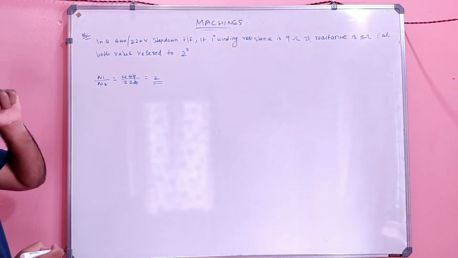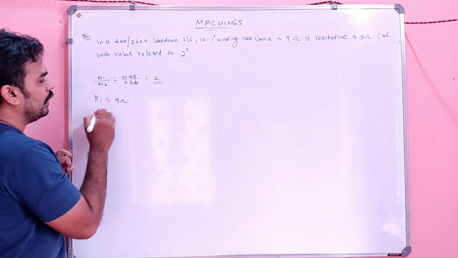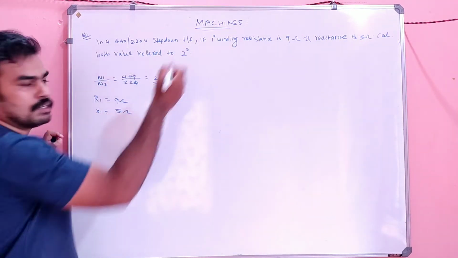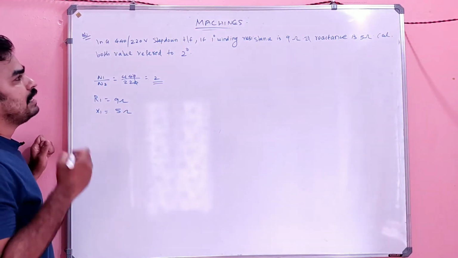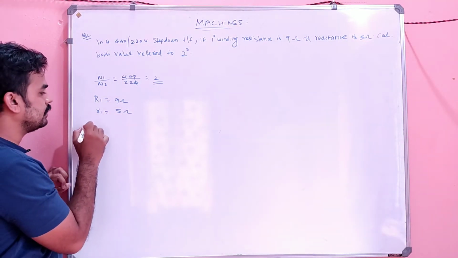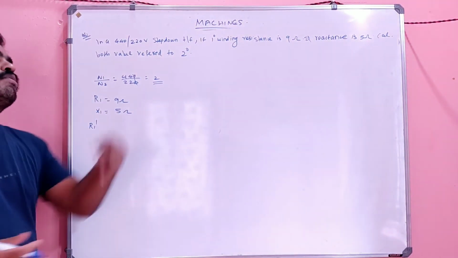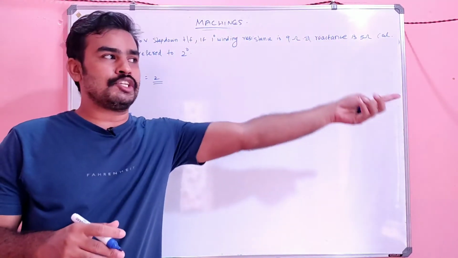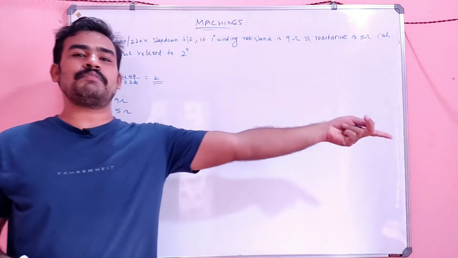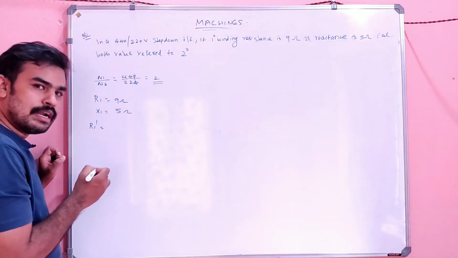If the primary winding resistance is 9 ohm, primary winding resistance means R1 equal to 9 ohm, and primary winding reactance is 5 ohm. It is given in the question, right? And we have to find both the values referred to secondary side. When R1 goes to that side, it will become R1 dash, and when R2 goes to this side, it will be R2 dash, right? So R1 dash is nothing but what?